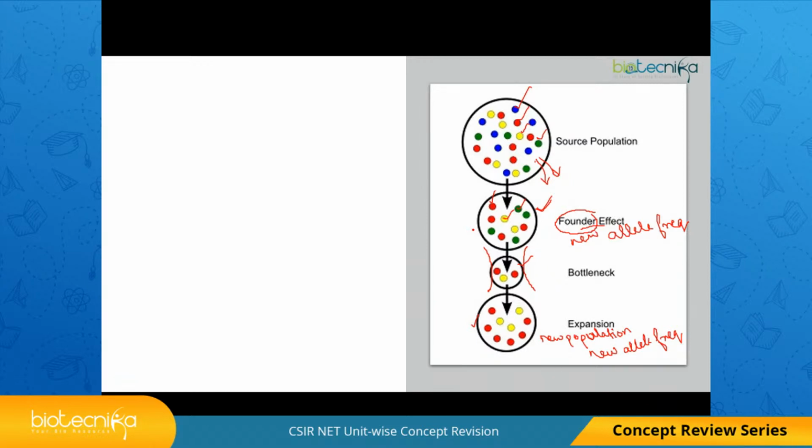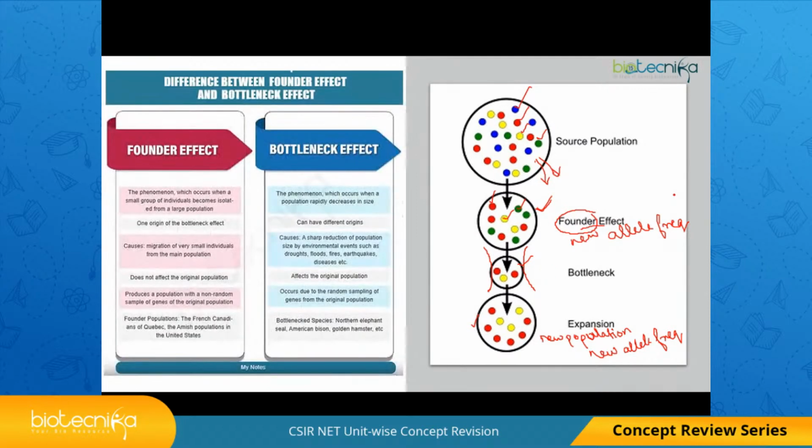Understood? It's not necessary. Again, it can happen. So this is just one diagram to explain all these effects of genetic drift. So again, let us take the help of this concept table to understand the difference between the founder effect and the bottleneck. So founder effect is what?